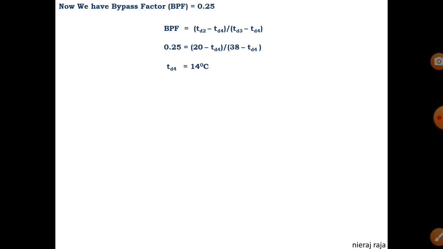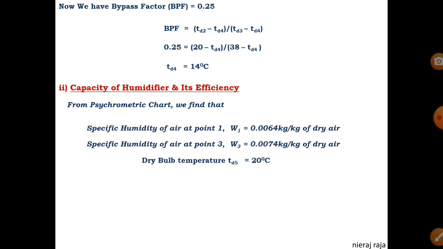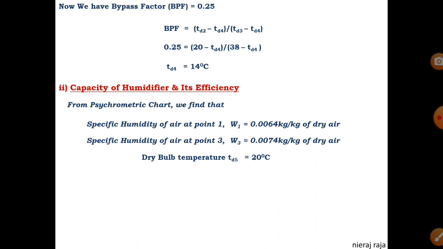Now this is the second thing we have calculated. After this, the next part you have to deal with is the capacity of the humidifier and its efficiency. In this case you will have to take specific humidity into consideration. Again, using the psychrometric chart, after getting those processes and points, we focus on process 1 to 3, because we have to deal with humidification. Point 2 we will not consider at all, because that is achieved after cooling. We just have to take 1 to 3.